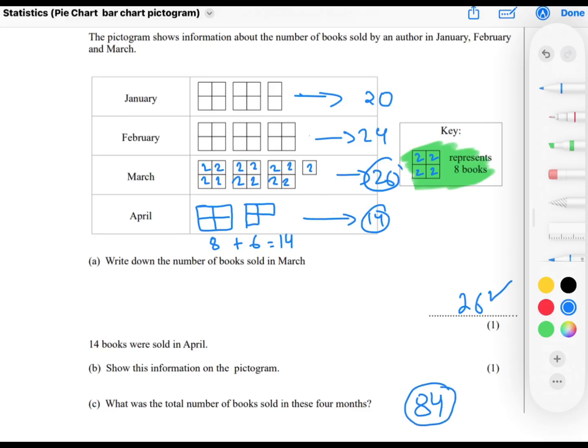So that's it, we have done this topic. We have done pie chart, bar chart, and pictogram concepts. Inshallah, in the next video we will continue with this topic and move toward the histogram, and then we have the cumulative frequency topic.